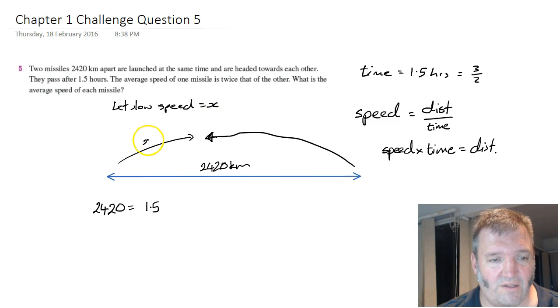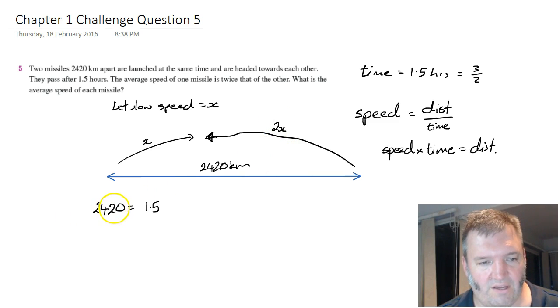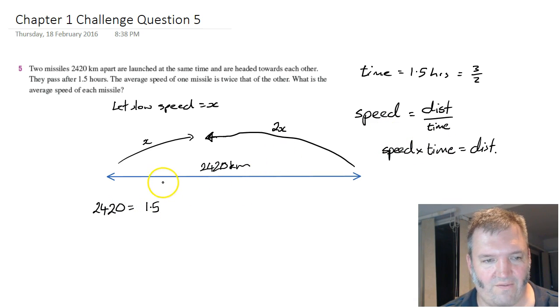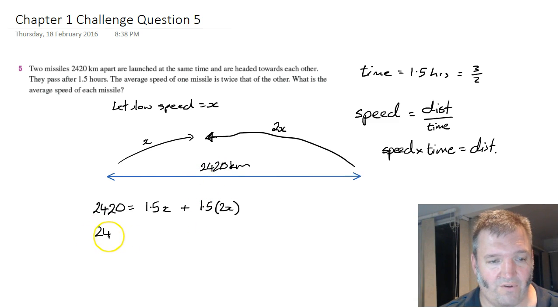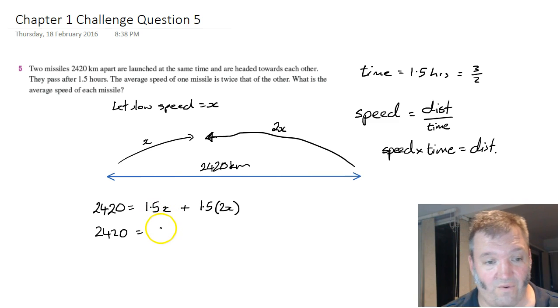So this slow one's going at X, which means the fast one is going at twice that speed, or 2X. So 2,420 kilometres should be speed times time, and together they're going to have travelled that far. The first missile is going to go 1.5 times X, and the second missile is going to go 1.5 times its speed, 2X. So there's a time and a speed, add them together, and the total distance should be 2,420. So what have I really got here? 2,420 is equal to, 2 times 1.5 is 3, so 3 plus 1.5 is 4.5.